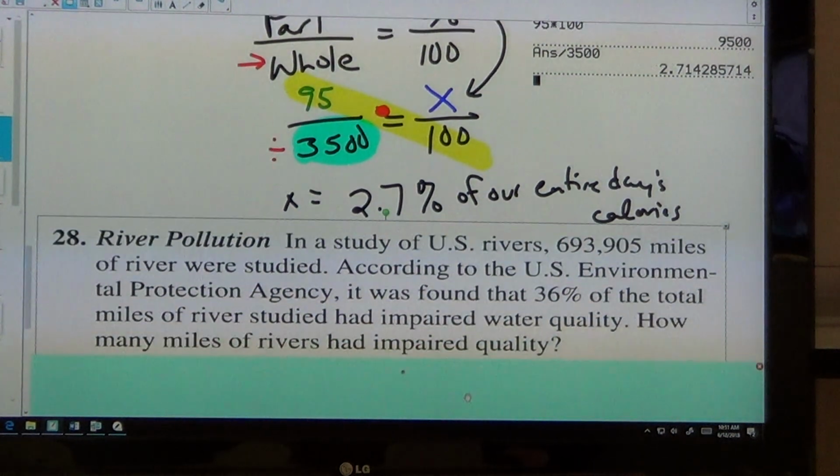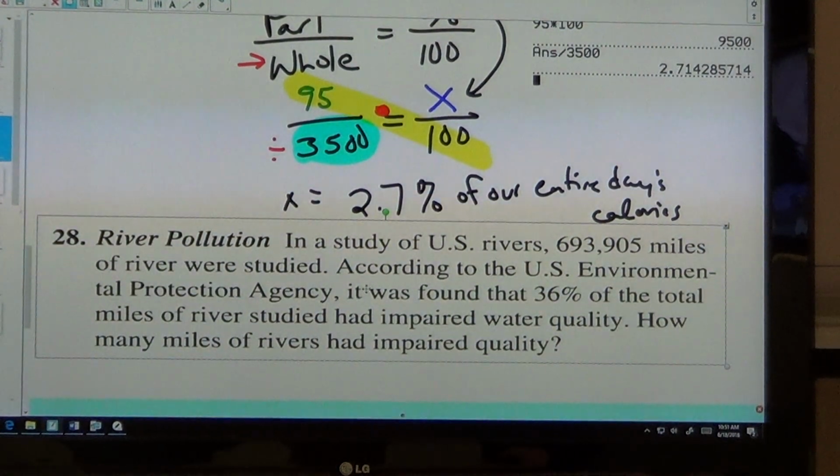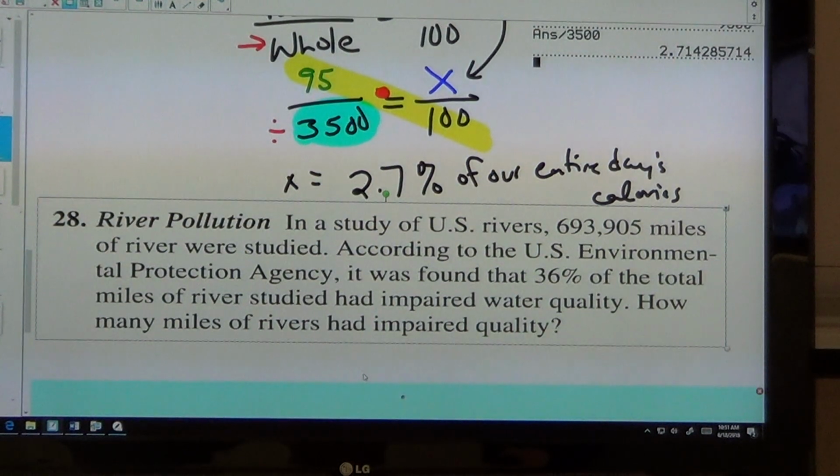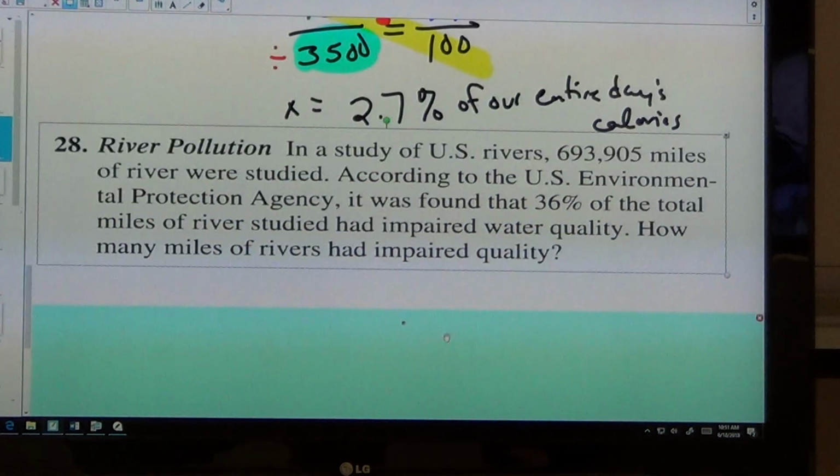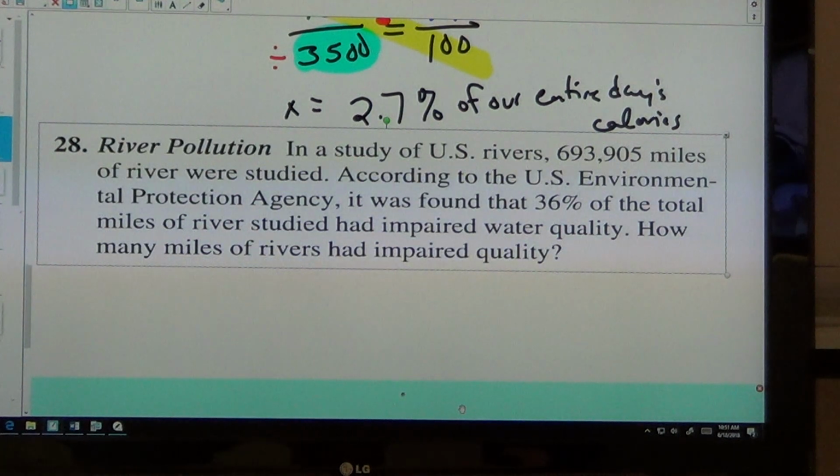In a study of U.S. rivers, this many miles of the river were studied. According to the U.S. Environmental Protection Agency, the EPA, it was found that 36% of the total rivers had impaired water quality. How many rivers had crappy water? So they looked at a bunch of rivers, and part of the rivers had crappy waters. 36% of them had crappy waters. I want to know how many miles had crappy waters. So we're going to use the same thing. We're going to use part over whole.